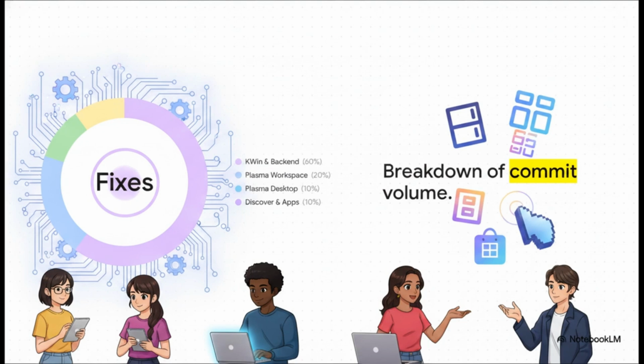When you break down the volume of fixes in the 6.7.1 changelog, a really clear story emerges. The UI and apps like Plasma Desktop and Discover got some fantastic, much-needed polish, making up about 20% of the fixes. But look at that massive 60% chunk. That's all dedicated to KWin and the backend. It just goes to show that the vast majority of this week's community effort went directly into stabilizing that unseen engine we talked about earlier. Without a doubt, stability was priority number one.